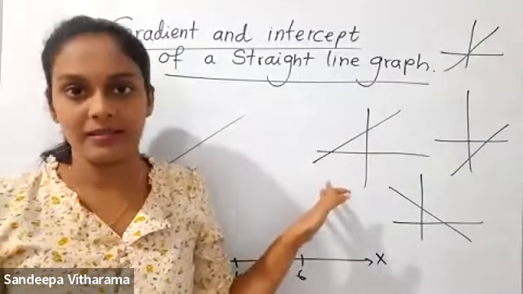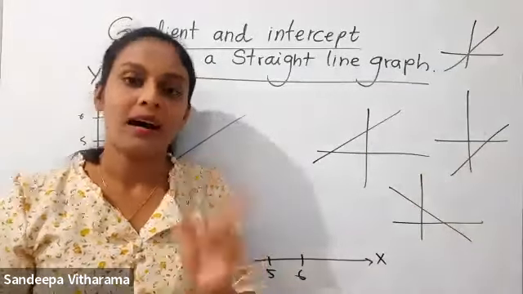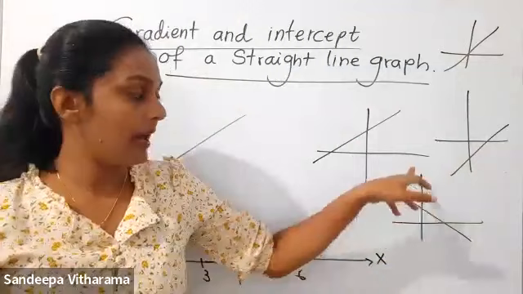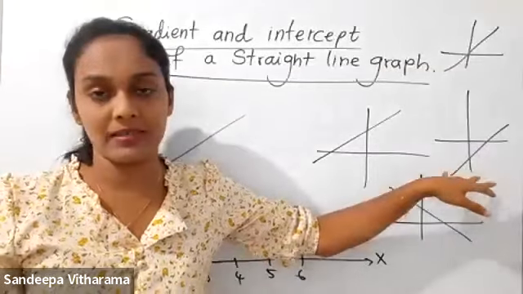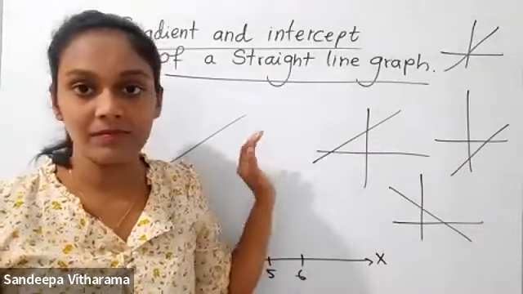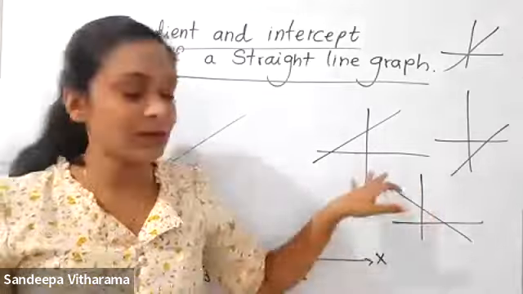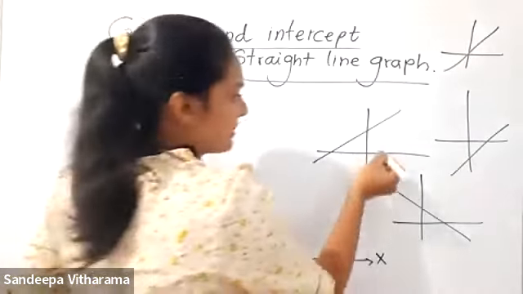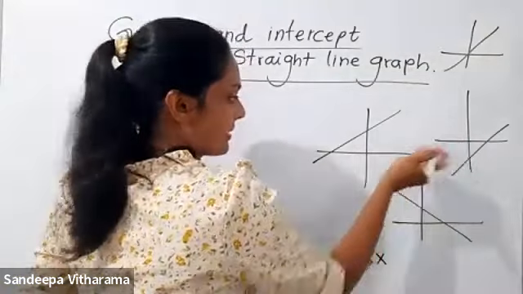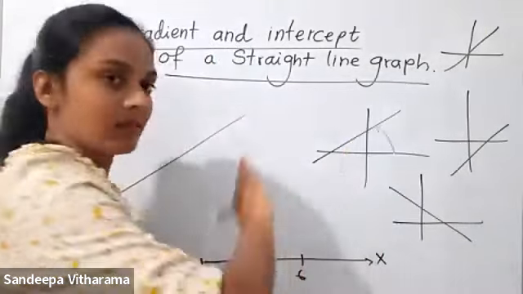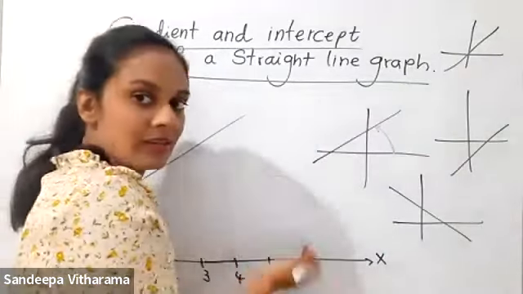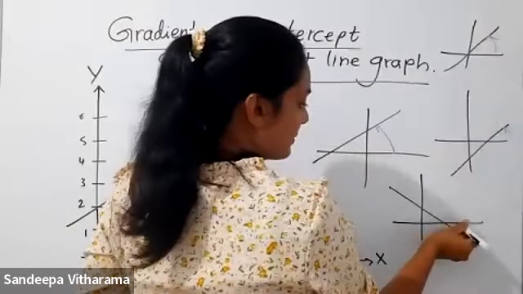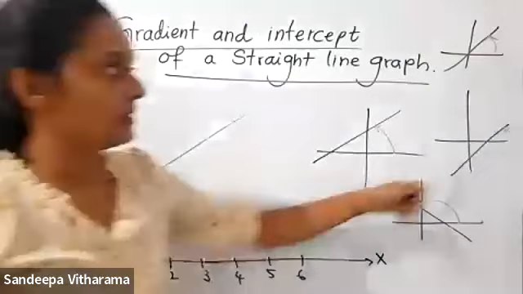The other is that it makes a particular angle in the anti-clockwise direction, measured from the positive side of the x-axis. Look here. This is the positive side of the x-axis, and this is the anti-clockwise direction. The angle can be an obtuse angle or an acute angle.